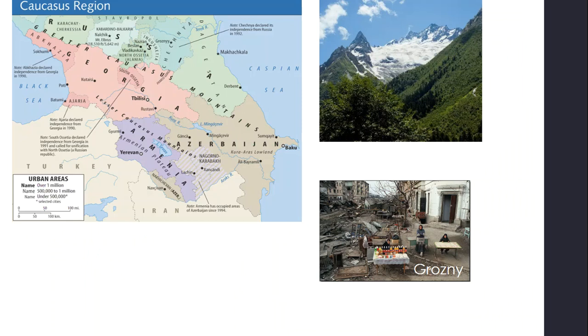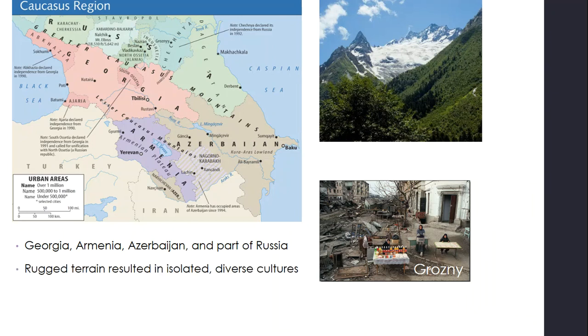And then you have the Caucasus region, where you have Georgia, Armenia, Azerbaijan, and also part of Russia. You have this very, very rugged terrain there, you can see in the top right, that has resulted in isolated and diverse cultures. There are lots of geopolitical issues there, lots of nationalist violence, lots of disputed areas. There's also potential Balkanization happening here. And remember, we learned that from Europe. It's that breaking apart into smaller countries. So there is a good chance that that will happen in the future.